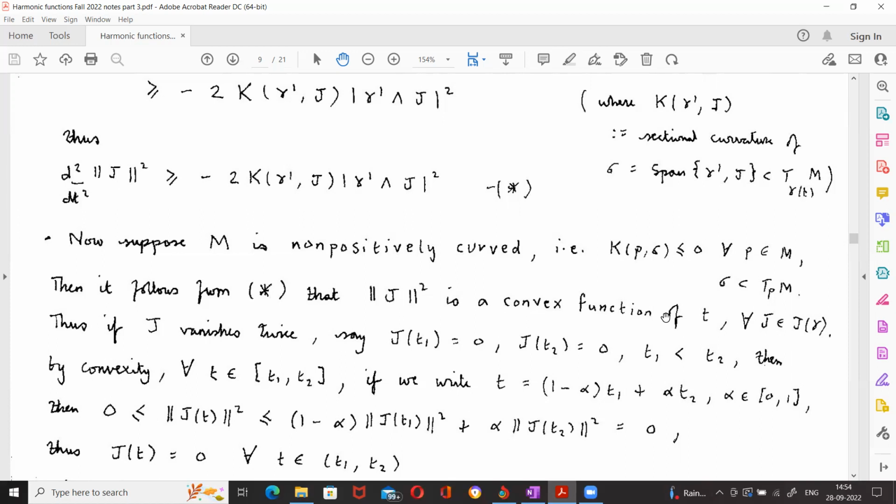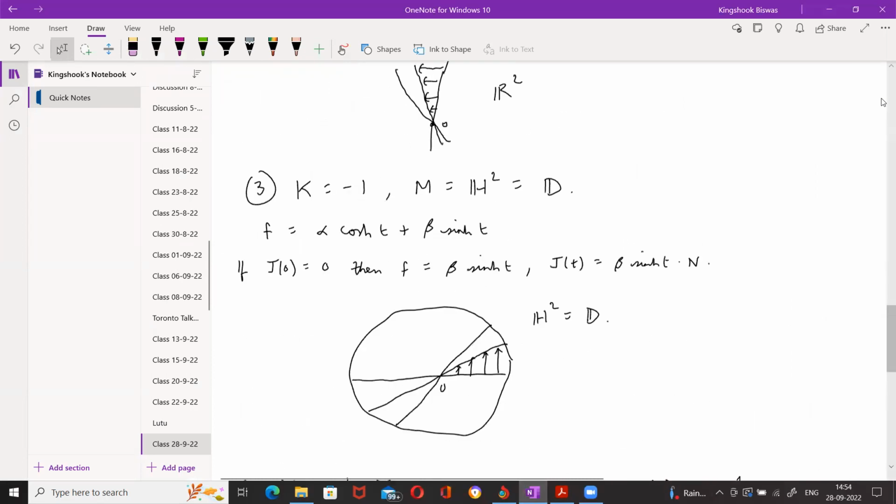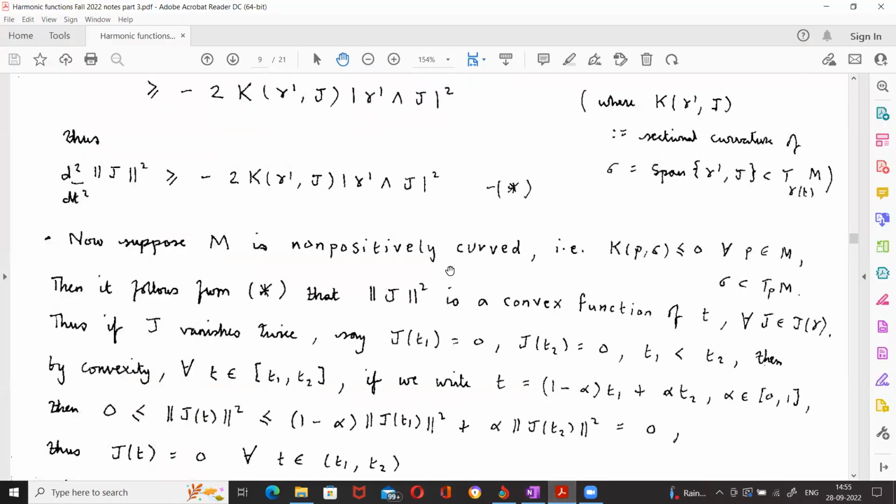So this is what I was saying. What we saw in the examples here for R2 and H2: in this case, the norm squared was like t squared, which is a convex function of t. And in this case, the norm squared was sinh squared t. That's also a convex function of t. So what we're seeing in general is that in non-positive curvature, the norm squared of a Jacobi field is convex.